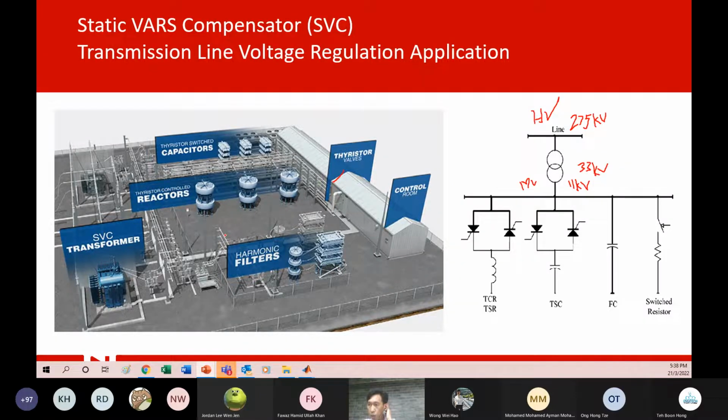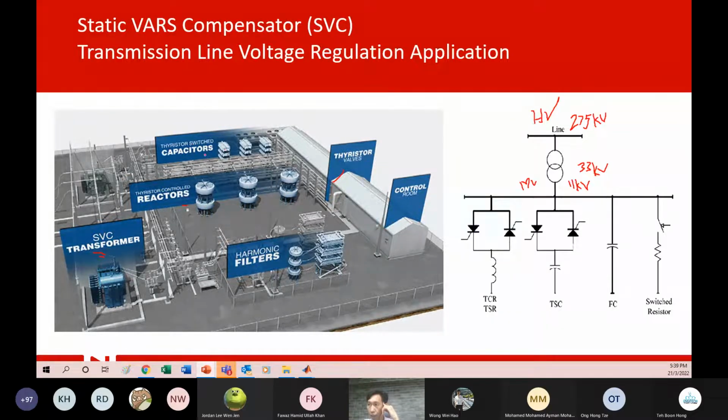And then you will notice that, okay, like this SVC transformer, these are the transformers that will step down 275 to 11 kV. So the power can be delivered through this transformer. And then we will have the reactor. The reactor looks something like that. It's always like a donut, circle in form. Quite easy to recognize, and they always come in three. So you can see that there are one phase, two phase, and three phases.